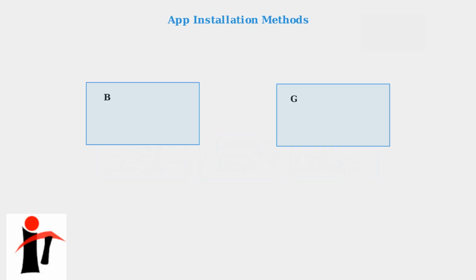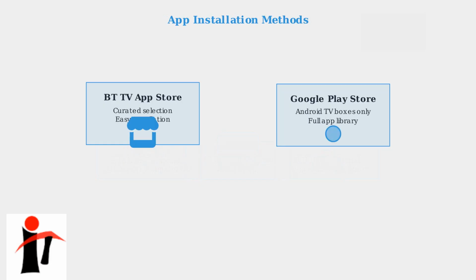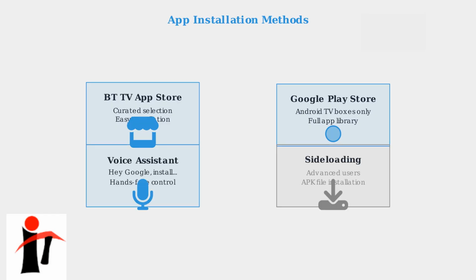There are four main methods for installing apps on your BT YouView box. The BT TV App Store offers a curated selection of apps with easy installation. For Android TV boxes, you have full access to the Google Play Store with its complete app library. Voice Assistant integration allows hands-free installation by simply saying, "Hey Google, install Netflix," or similar commands. For advanced users, sideloading APK files is also possible, though this method requires technical knowledge.